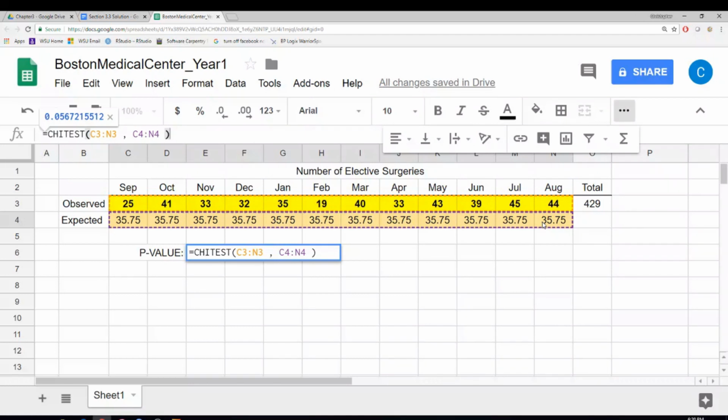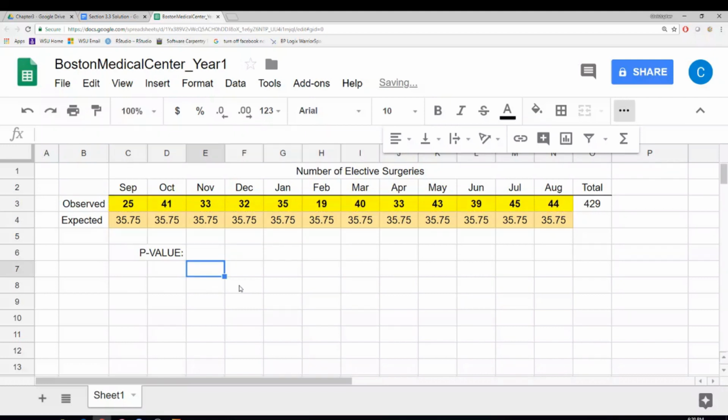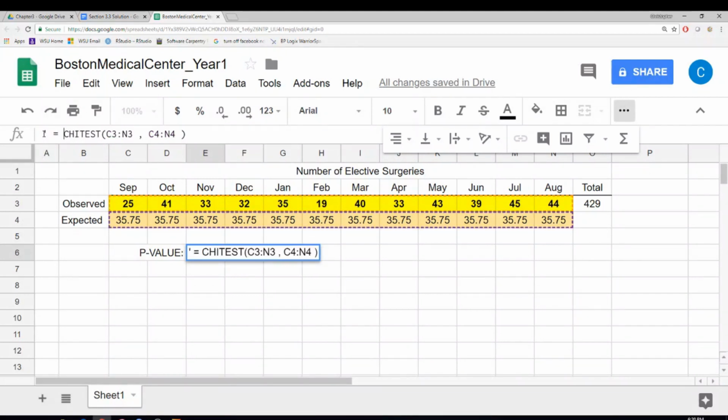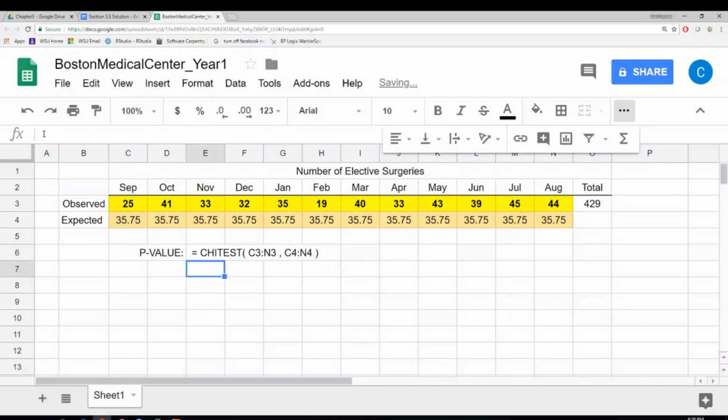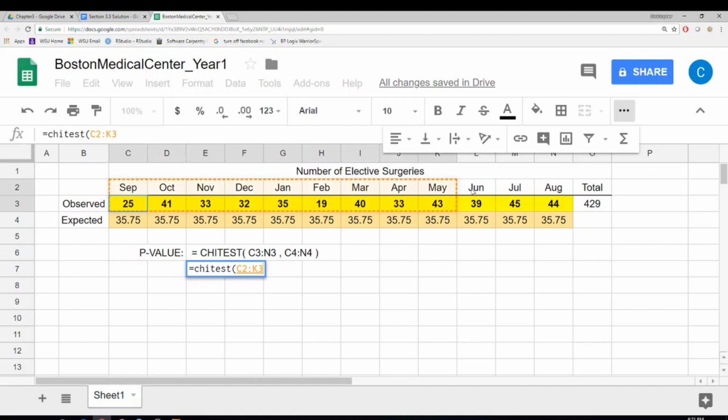So equal chi-test, the cells that contain the observed counts, and then the cells that contain the expected counts. And when I hit enter, the value that is returned is the p-value. So let me go ahead and just show you that there. Put that on the screen for you. Equal chi-test, C3 through N3, and then I need that comma there to separate the observed from the expected, and then the C4 through the N4. And when we do that, I'll do it one more time for you, you're going to get the p-value returned out.